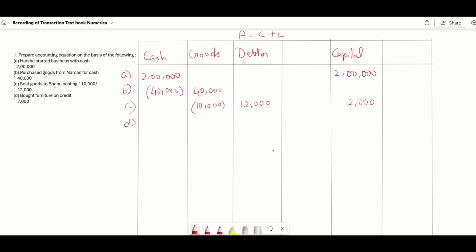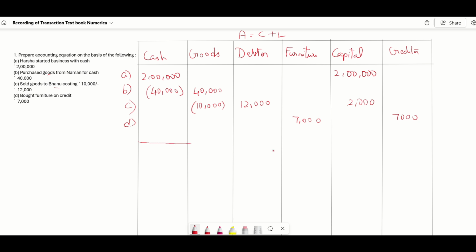Next, D, bought furniture on credit. There is a credit purchase. What is being bought here? Furniture, for how much? 7,000. Since it is a credit purchase, we'll add creditor 7,000. Now, furniture is on the asset side and creditor is on the liability side. So assets and liabilities, again it is balanced. I think we've covered all the four transactions.